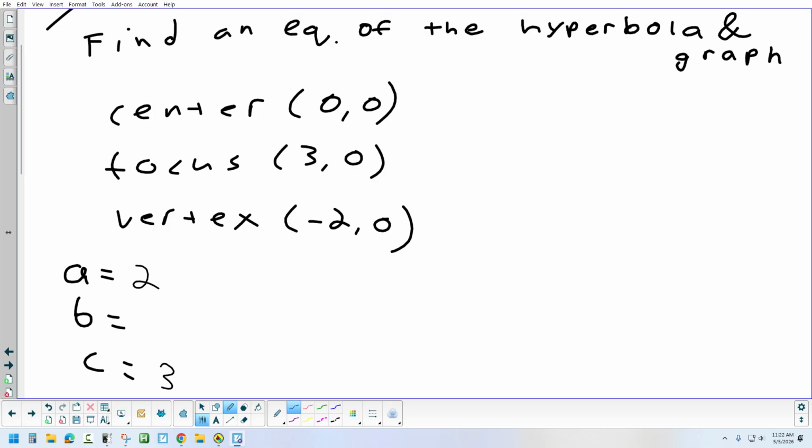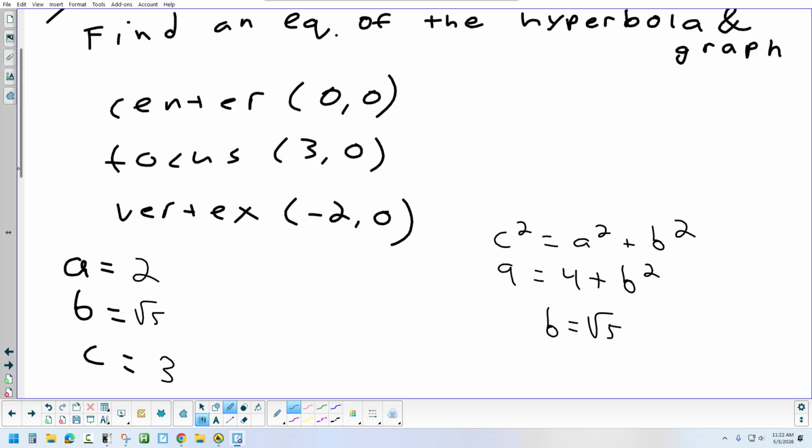What's the formula that connects A, B, and C for a hyperbola? Yep. C squared equals A squared plus B squared. So we've got 9 equals 4 plus B squared. So that means B is going to be, yep, root 5.